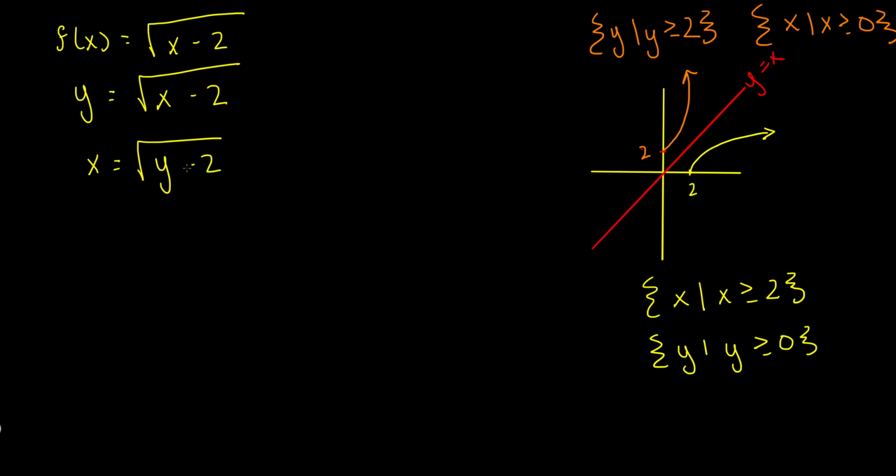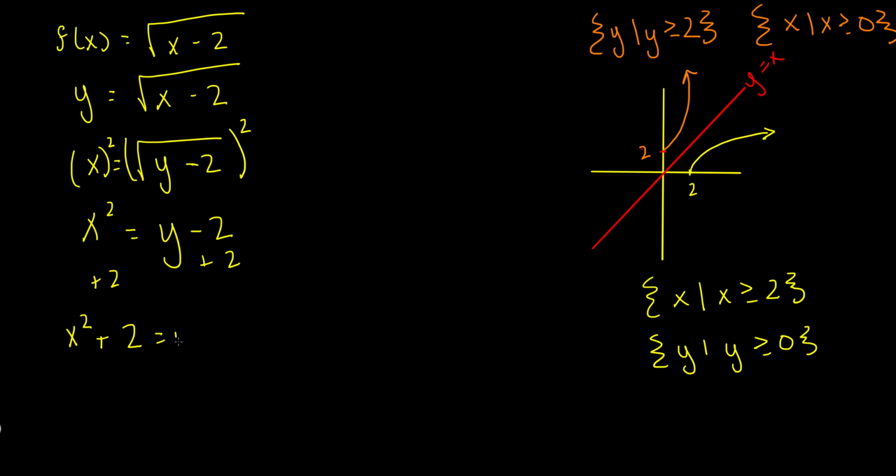All right, now we have to isolate our y, because y is our dependent variable, and you always have to isolate your dependent variable when you're graphing. So I'm going to first square both sides, so we have x squared, so I can eliminate the operation of the square root. We have y minus 2. Now I'm just going to add 2 to both sides, and I get x squared plus 2 equals y.